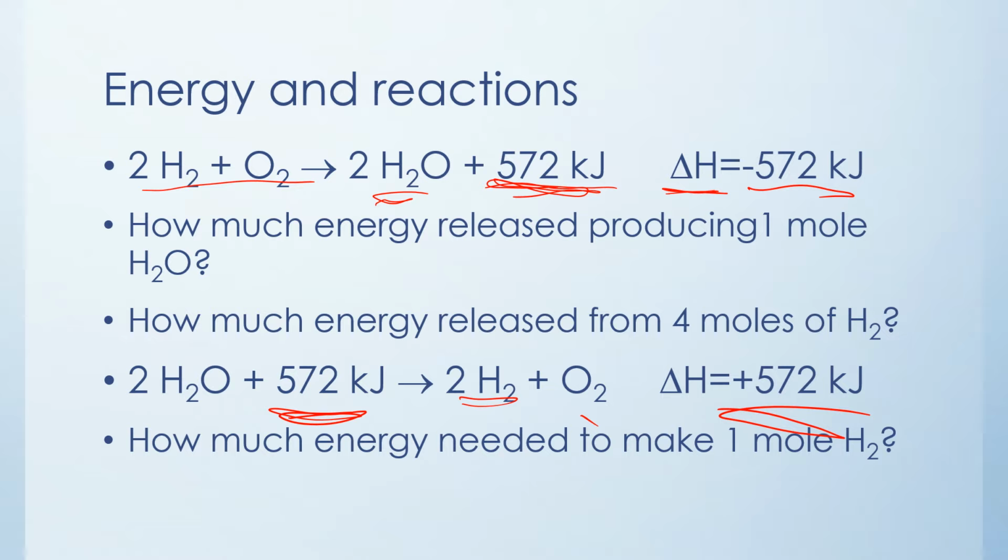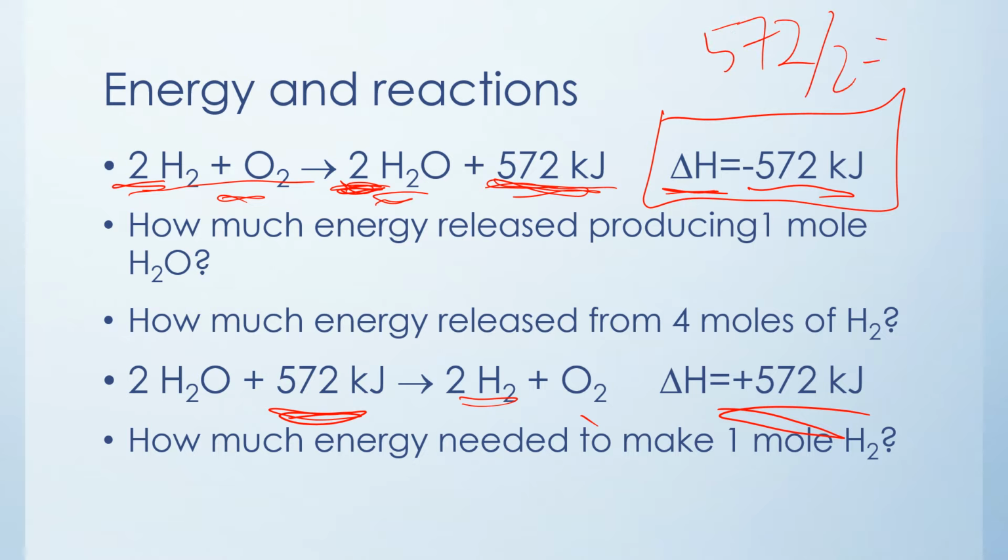So this enthalpy is good for this reaction. That means 2 moles of hydrogen will make 2 moles of water with 1 mole of oxygen, and that much energy will be released. So how much energy is produced with 1 mole? If we made 1 mole of water, that would be half as much, so we'd have half as much energy. So 572 divided by 2 would be how much energy 1 mole of water produces.